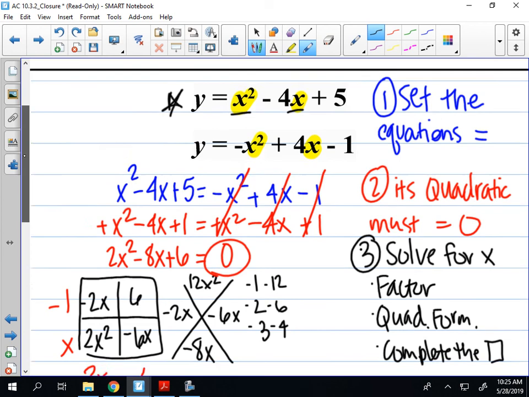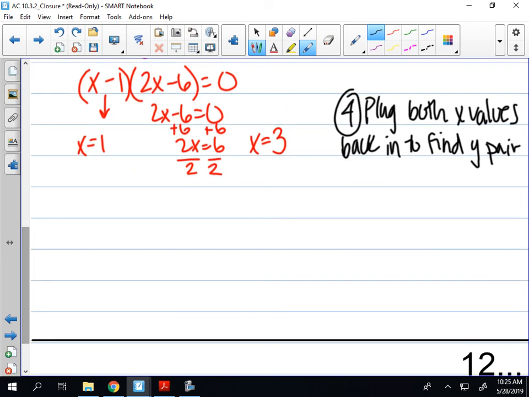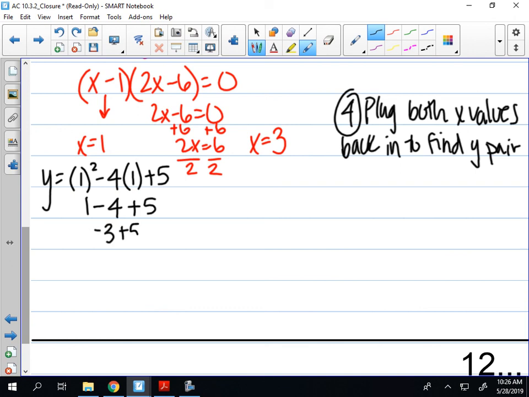So if I go down here, plugging in 1, y equals 1 squared minus 4 times 1 plus 5. You can use a calculator or you can do mental math. 1 squared is 1, 4 times 1 is 4, plus 5. 1 minus 4 is negative 3, plus 5 is 2. So that means that one of my points of intersection is (1, 2).